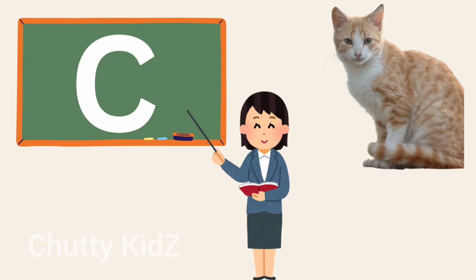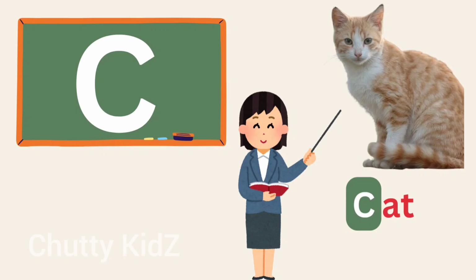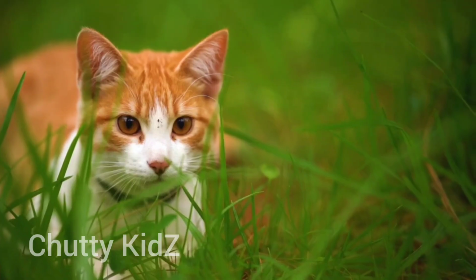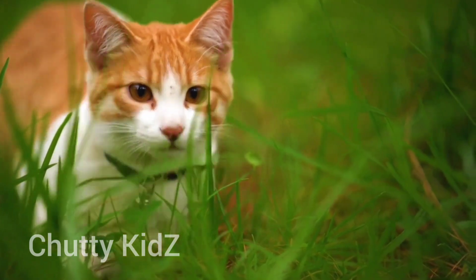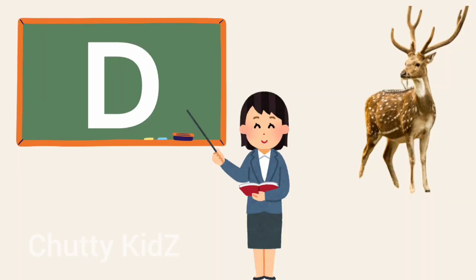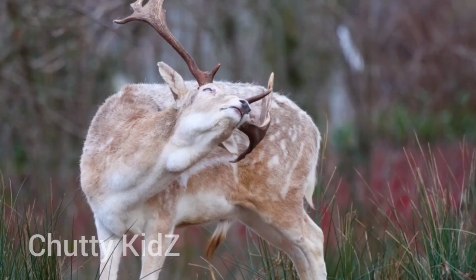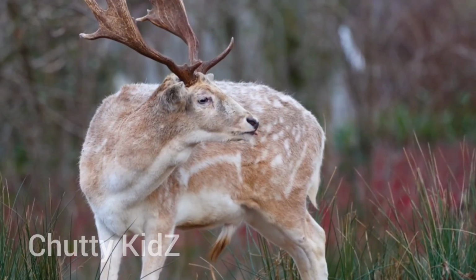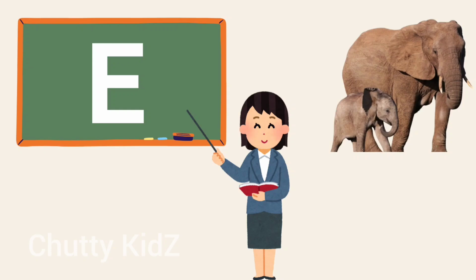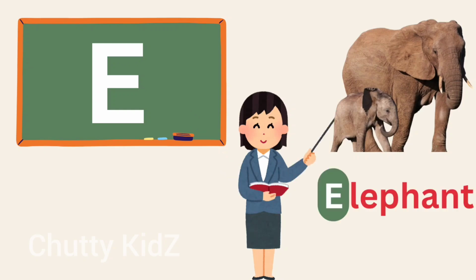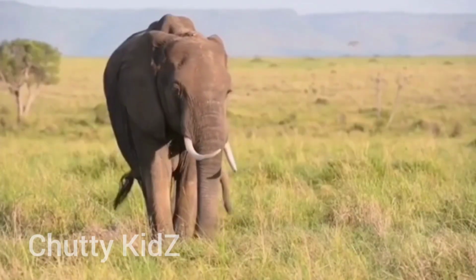C. C for cat. C. C for cat. D. D for deer. D. D for deer. E. E for elephant. E. E for elephant.